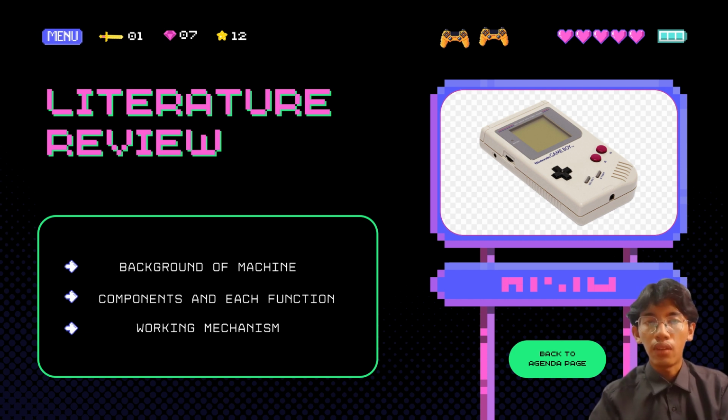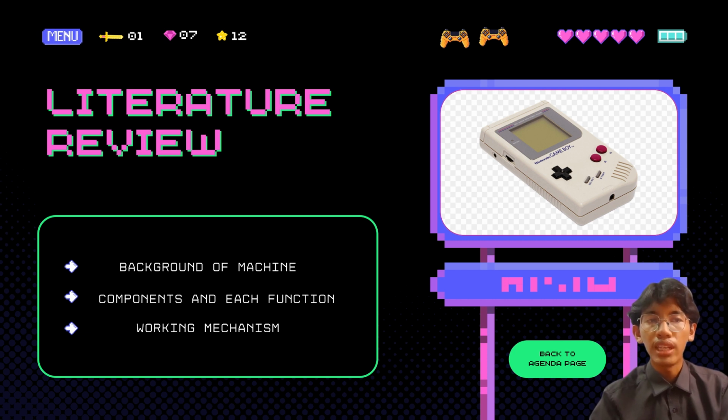Next is the function of each component. First is the central processing unit, CPU. It is responsible for executing data instructions provided by the game cartridge. Second is the read-only memory, ROM. It stores the game program's code and data permanently. Third is the random access memory, RAM. It holds information the games need during play.